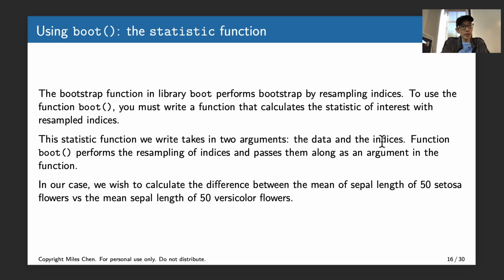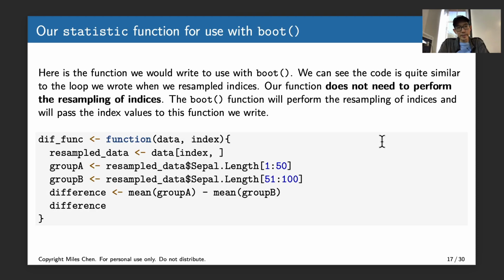Again, what we want to do is take a look at our 50 setosa flowers and our 50 versicolor flowers and compare the sepal length of those two species. So this is the function that I'm going to write here. The function takes in the data. Data is going to be the iris data set, and we get the index argument. The index argument will be resampled indices.